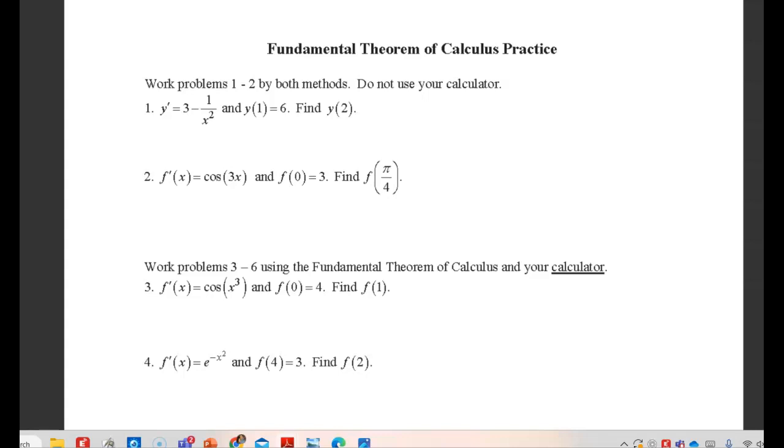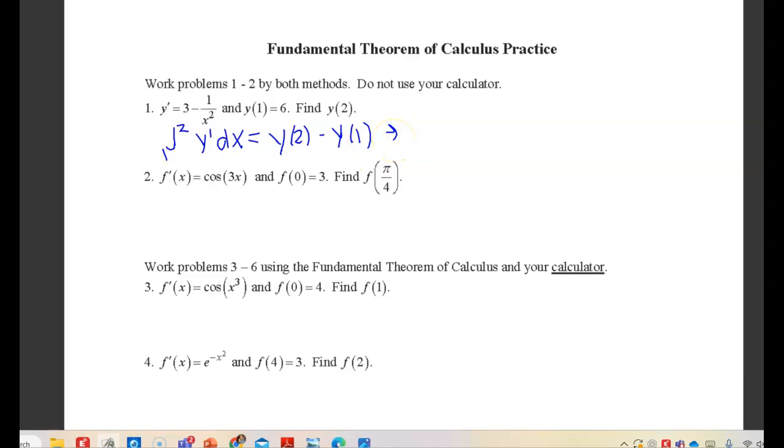Alright. So then problems 1 to 2. It says don't use your calculator. You have y prime equals blank, y of 1 equals blank, find y of 2. So again, initial condition problems with the fundamental theorem of calculus. So y of 2 would be my upper, y of 1 is my lower. So I go from 1 to 2 of y prime dx equals y of 2 minus y of 1.